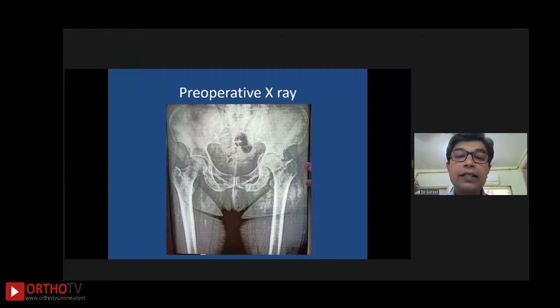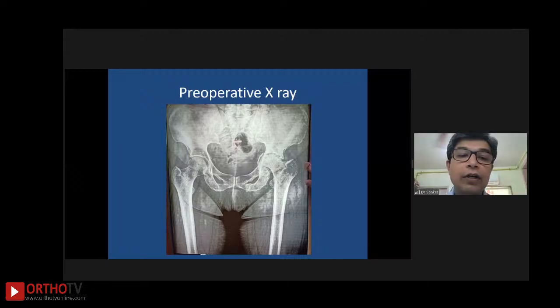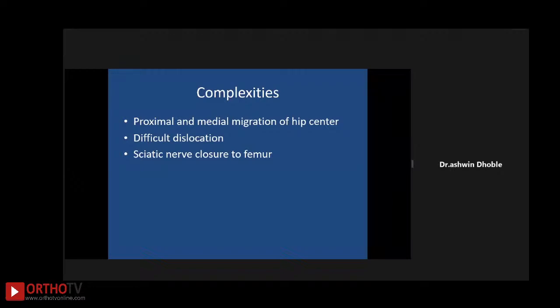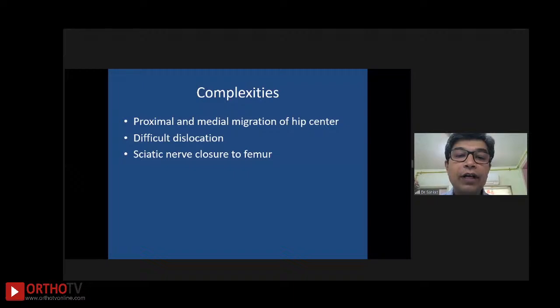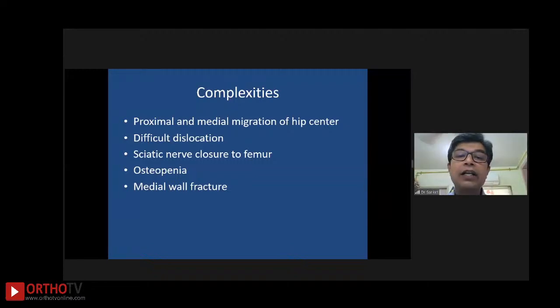So you can see that there is a medial and superior migration of the femoral head with a protrusio fracture of the medial wall. You cannot visibly make out that it is quite osteoporotic, but the clavicles are visible and it seems like osteoporotic. As I said, there is proximal and medial migration of the hip center. So we are going to face difficulty in dislocation, as with any other protrusio case. The sciatic nerve now lies closer to the femoral shaft and our approach. So these are the issues that we are dealing with.